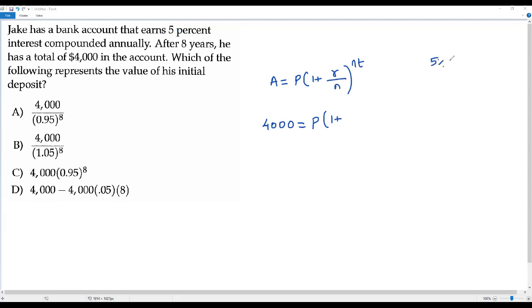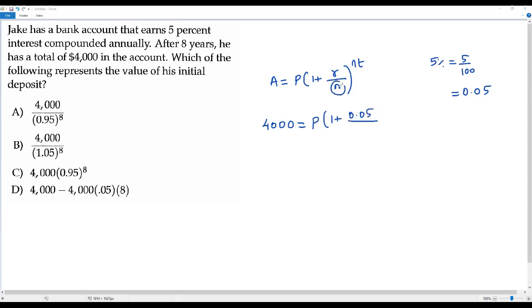So let's convert this 5% to decimal. Whenever we have a percentage, it has to be divided by 100. So when you divide 5 by 100, it's 0.05. So 5% equals 0.05. That is the decimal form of 5%, 0.05. We can plug in this value for r over here, 0.05.